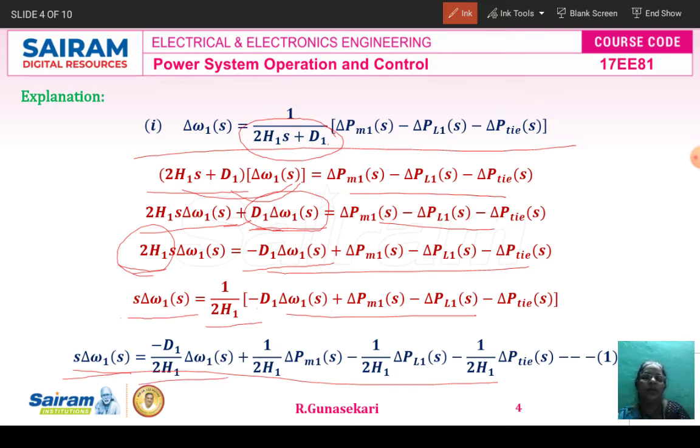Then del p1 of pm1 of s divided by 2h1, this term. Then again minus del pl1 of s divided by 2h1, this term. Again minus del p di of s into 1 divided by 2h1. Okay, so from this equation we directly get this. This is the explanation we have seen previously.